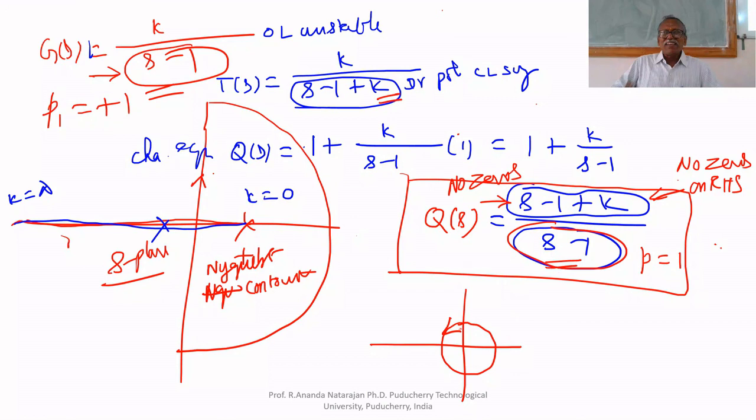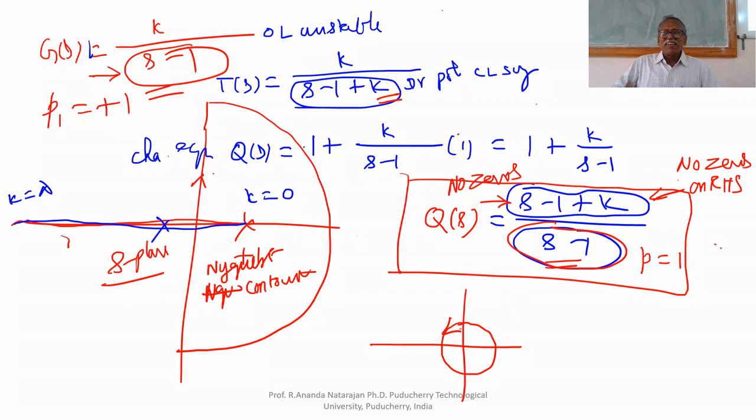Suppose it is not encircling. What is the meaning? If it is not encircling, what is the meaning? It means some zero is on the right hand side getting cancelled. That's why it is not encircling. Therefore, the system is unstable.